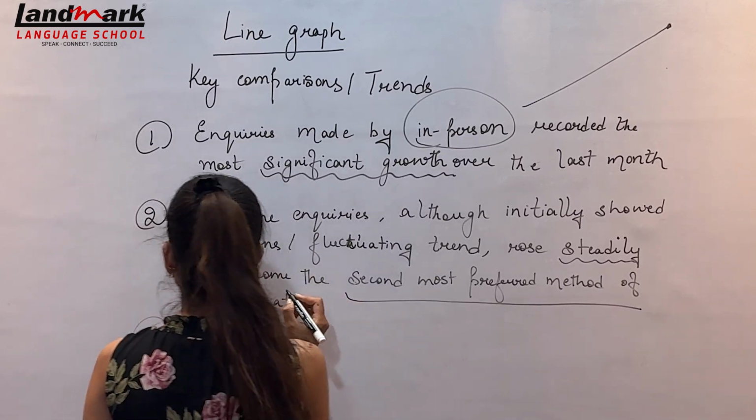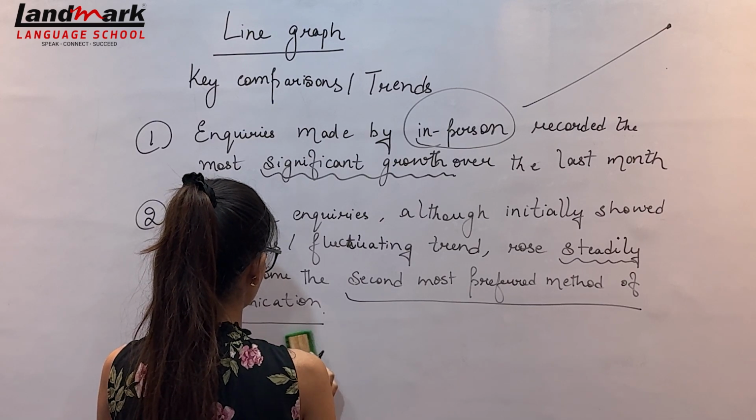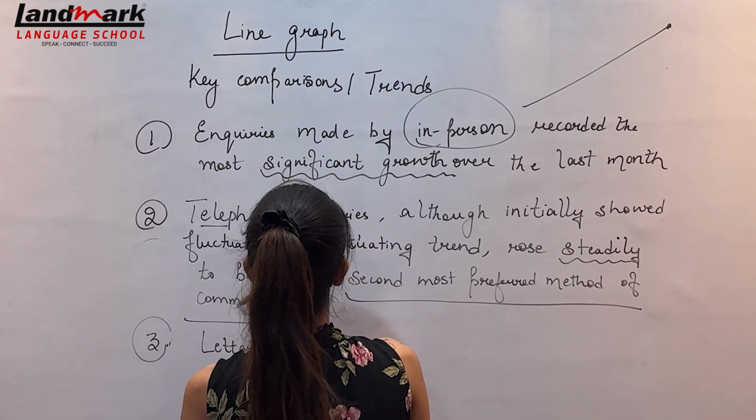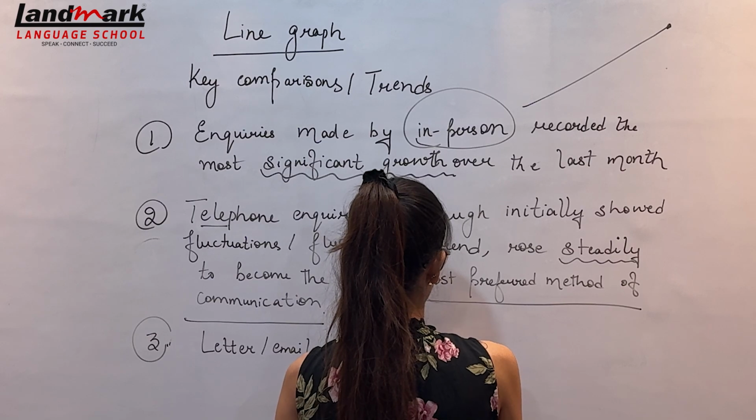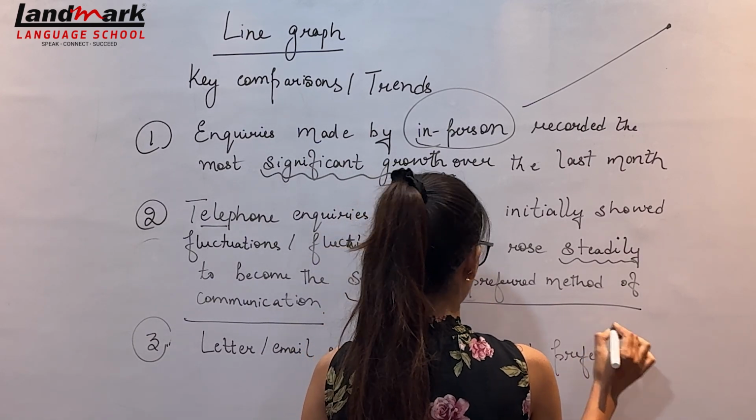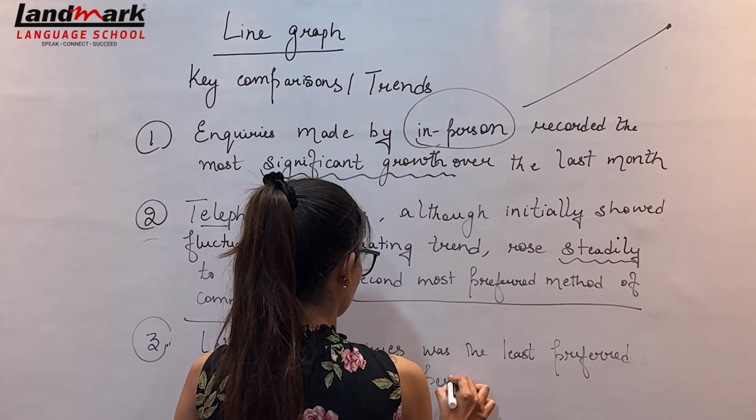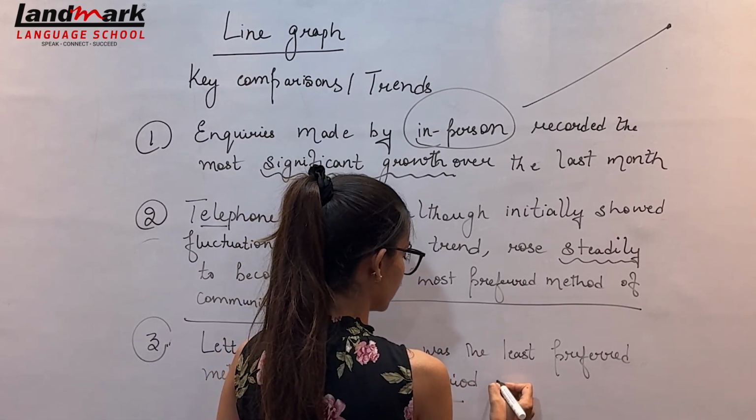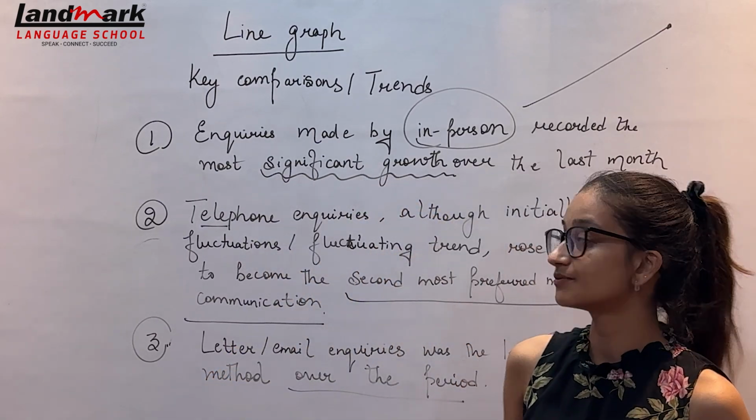So the third one is letters, email inquiries. Email inquiries was the least preferred method over the period, or you can say over the 6-month period, right? So these are the key comparisons that we are talking about.